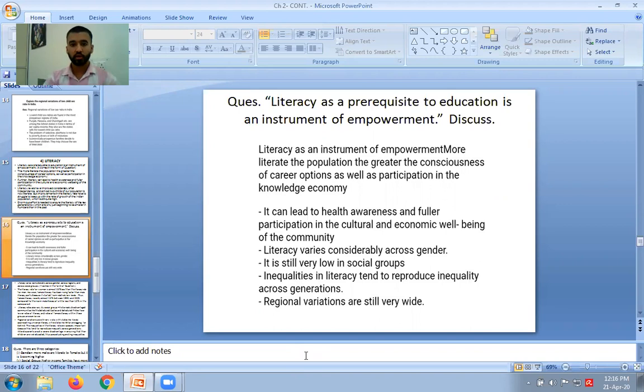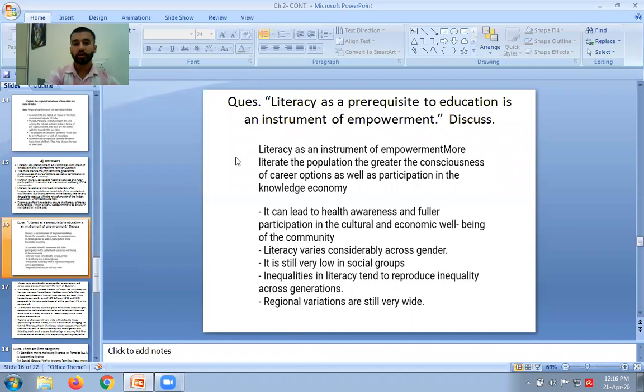So they are going to explain why it is important, why it is a prerequisite, meaning why it is necessary. While literacy is a necessary step to gain education eventually, and we all know that it is an instrument of empowerment. Literacy is an instrument of empowerment because it leads a human being to overall development, right?